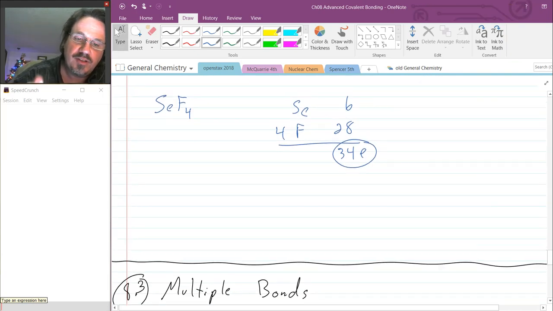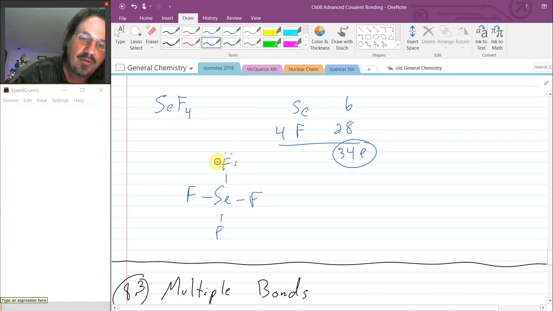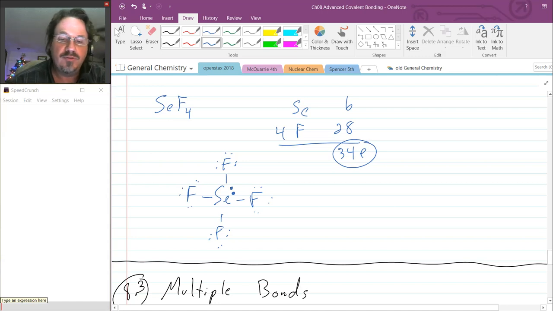So if I try to arrange this symmetrically, I'll have my selenium, fluorines all the way around. Give everything an octet in the usual way. Count the electrons that I've used. 8, 8, 8, 8. That's 32. Whoops, I needed 34. So I put my extra lone pair on that central atom. There we go. I've used 34 electrons.